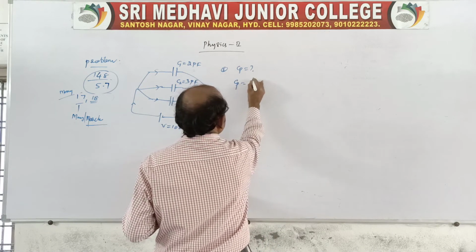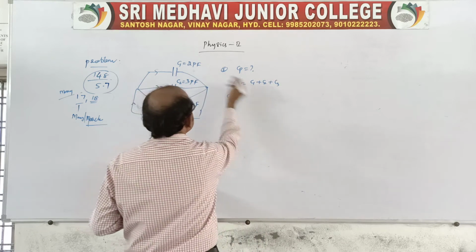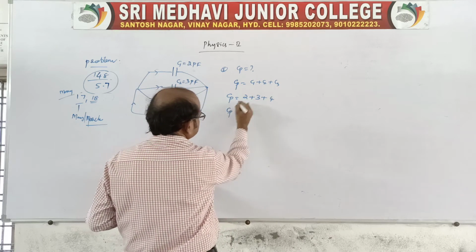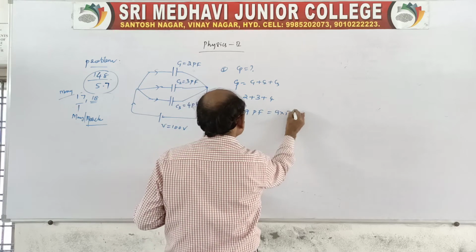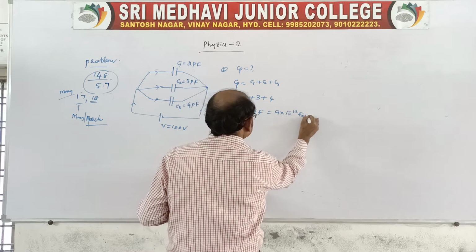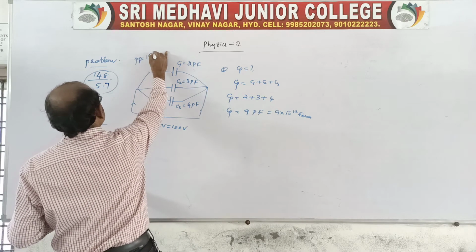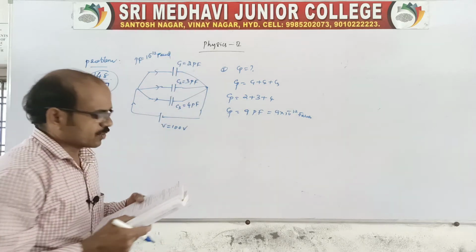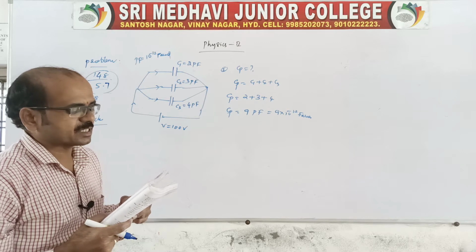Of course, CP is nothing but C1 plus C2 plus C3, you directly take. CP is equal to 2 plus 3 plus 4, so CP will be 9 pF. You write that 9 pF is 10 power minus 12 farad. Here also, pF is nothing but 10 power minus 12 farad. Now the next one is asking to determine the charge on the capacitor if the combination is connected.